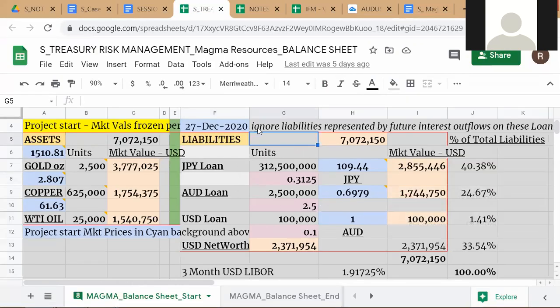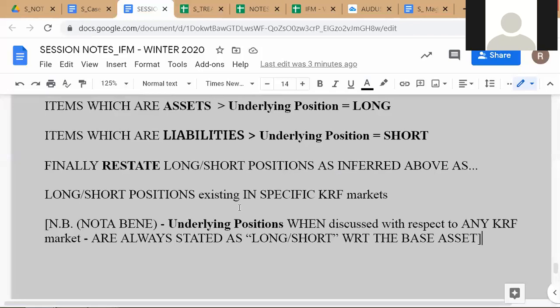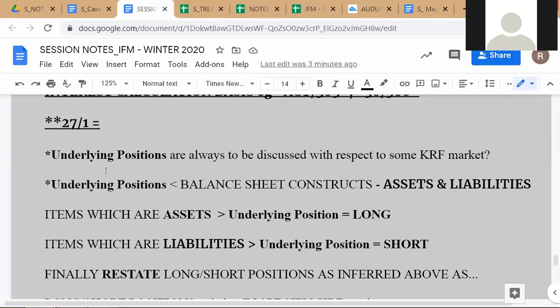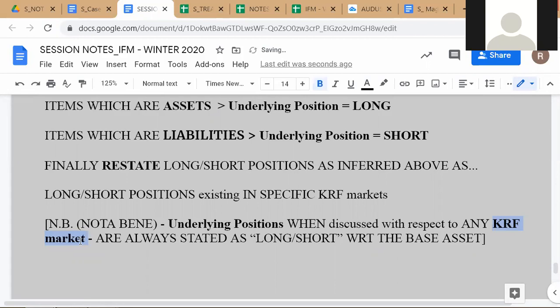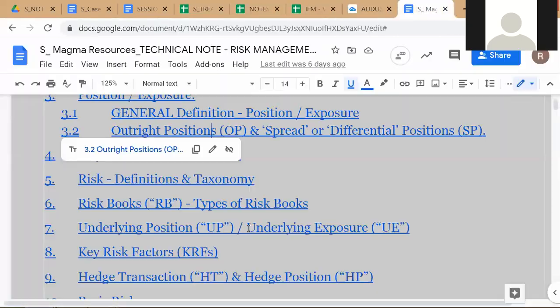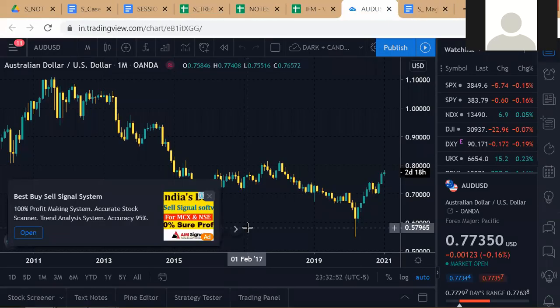So now you know how to intuitively figure it out using balance sheet constructs. That's what we learned here: how to figure out underlying positions using balance sheet constructs like assets and liabilities. But remember always that you have to state it with respect to KRF markets, and you will always have to state it as long or short with respect to the base asset. This you have to remember. This is the convention in the markets. So now we'll go on to our next part of the coverage from the notes, and we are starting to get into what you'll have to do in your project.